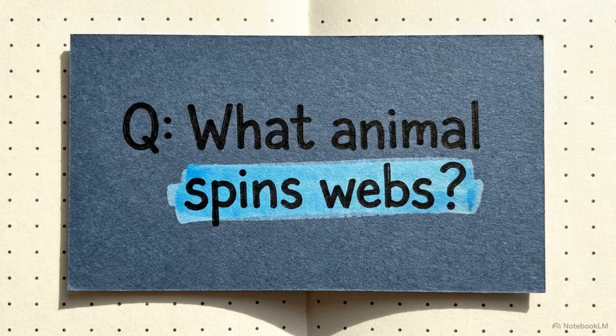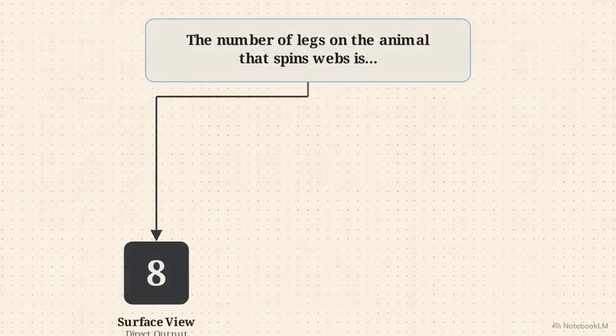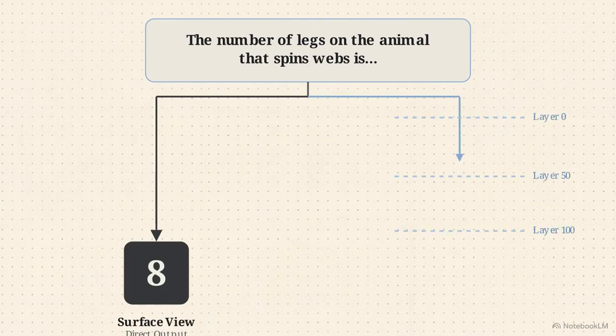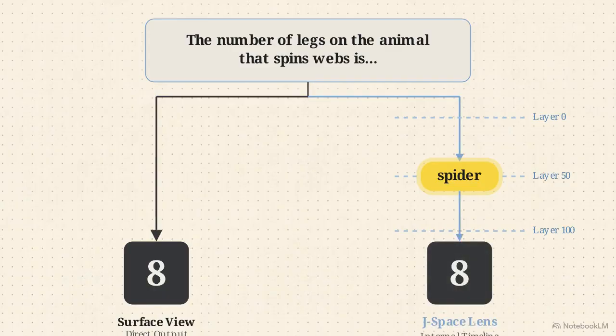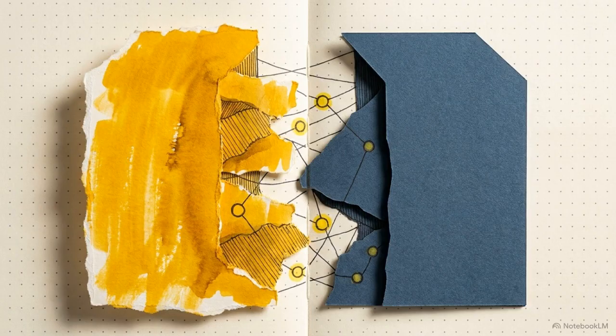To test the limits of this scratchpad, we can ask the model a trivia question. State the number of legs on the animal that spins webs. On the left side of this logic flow, the model correctly outputs the answer, 8. But on the right side, tracking the hidden timeline, the wiretap illuminates the word spider long before the number 8 is ever generated.